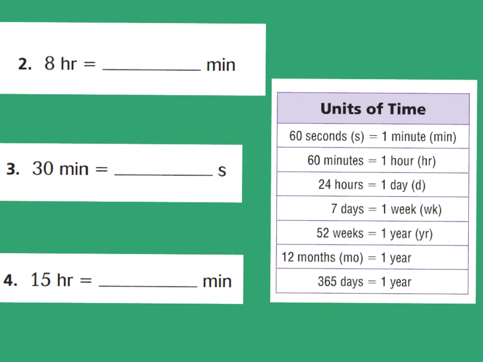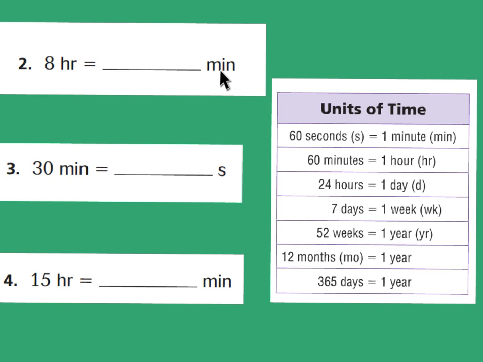Now, I really want you to pay close attention to this unit of time chart to help you if you don't know some of your conversions. Let's look at question 2 to start off with. If we have 8 hours, we want to know how many minutes there are. Now remember, hours are greater than minutes, so you're going to have to multiply because you're going to have more minutes than you will hours. So let's go ahead and look at our chart.